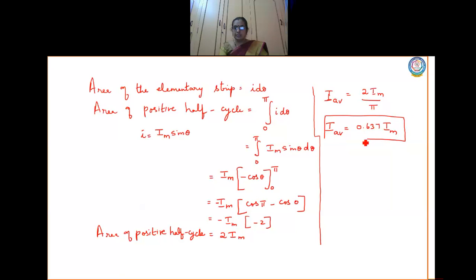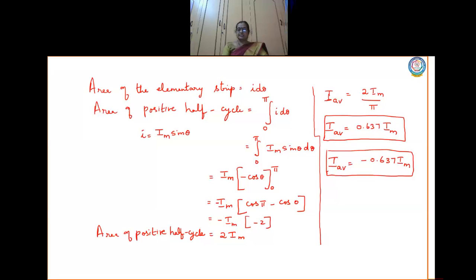So this is the formula for average value of current over the positive half cycle. Now this is nothing but 0.637 times the maximum value of current. So I can say in words, the average value of AC is 0.637 times the maximum value of the alternating current. Now this is for positive half cycle. If this is going to be for a negative half cycle, I will have the average value of current to be, instead of positive, a negative sign here, 0.637 Im. So this is for the negative half cycle of the current.